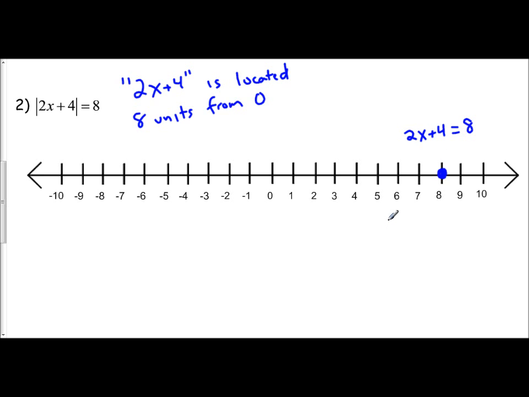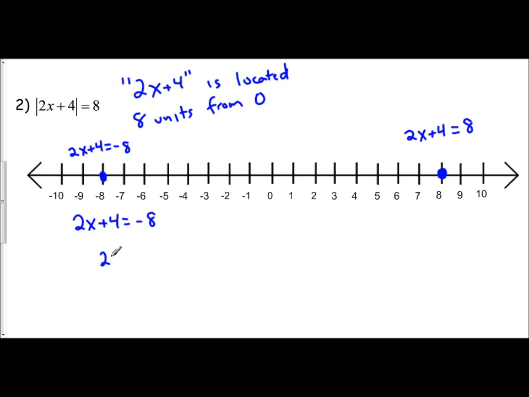That is one of the equations. But we could also go towards the negative, because negative 8 is also 8 units from 0. So this means that 2x plus 4 is also located at negative 8. So 2x plus 4 equals negative 8. So those are the two equations that we work with when we're solving the absolute value equation above. The first is that 2x plus 4 is equal to negative 8.